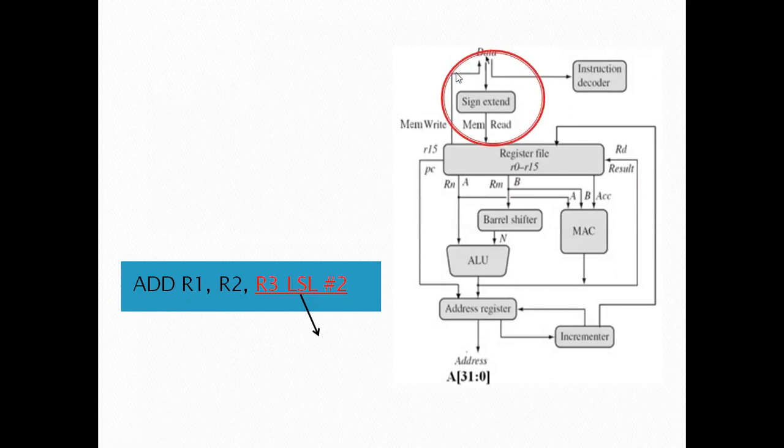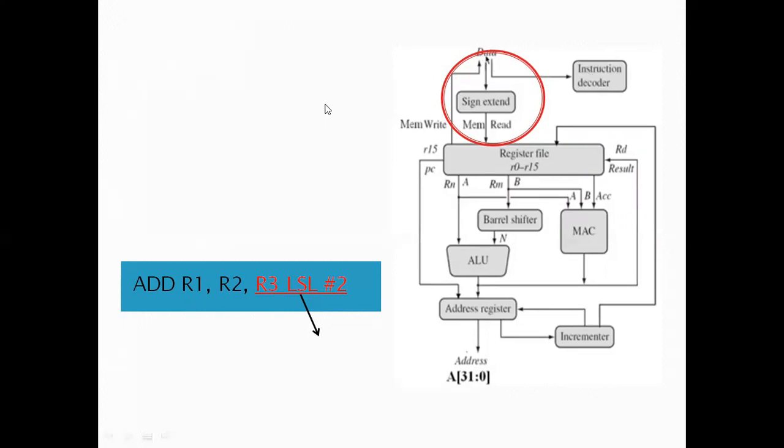First thing is as the data enters. Whenever any fetch operation comes from the memory, it can be an instruction or it can be data. If it is an instruction, it will go to the instruction decoder so that it could be decoded in the next phase. And if it is not an instruction but data, then it comes to the sign extend unit, which is shown within this red circle.